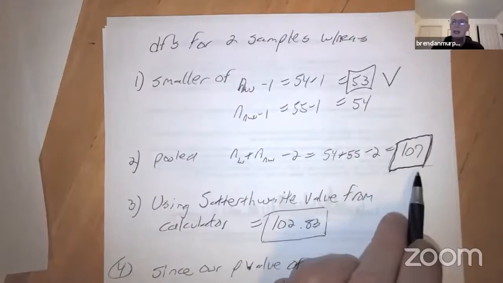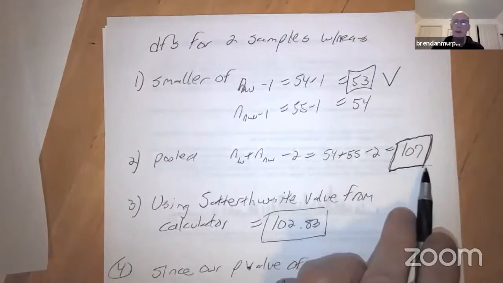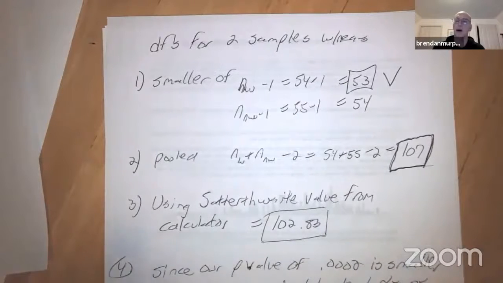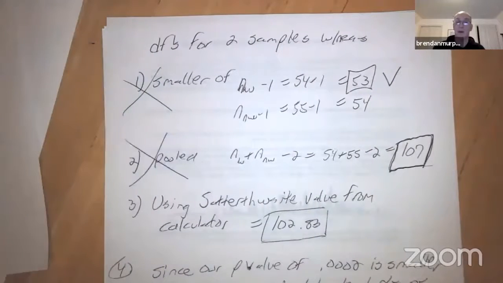To pool here, I think we need to assume that the two population variances are the same, and that's a huge leap. That's something that I can't get from this problem and from that data. So I tend not to like either one of those two.